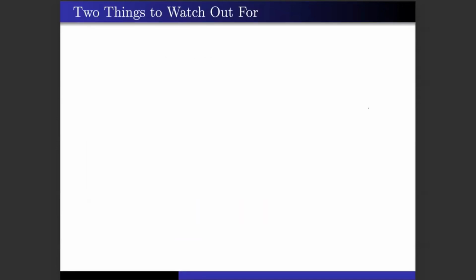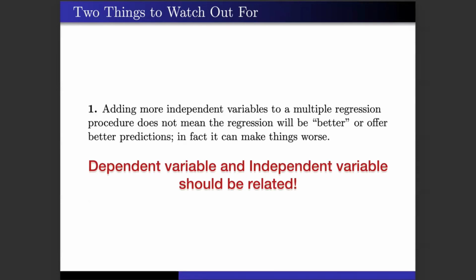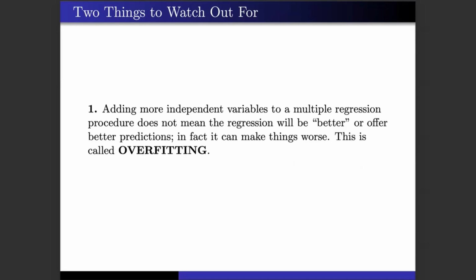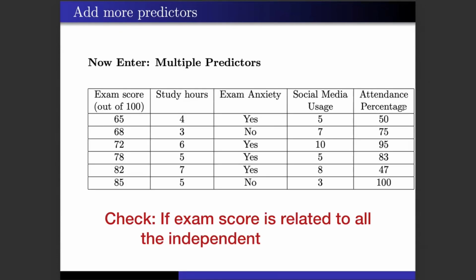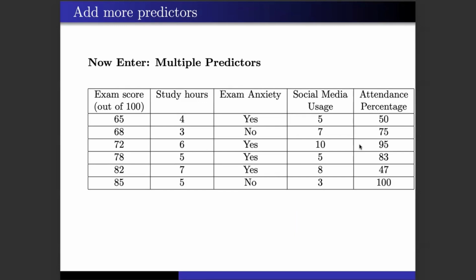But before we go further, there are two really important things to be careful about. The first one is that each independent variable should be meaningfully related to the dependent variable. If a variable has nothing to do with the outcome, including it in your model adds no value. In fact, it can lead to a problem called overfitting, where the model captures noise rather than meaningful patterns. So given this data set, we should know whether the dependent variable, which is the exam score, is really related to all the other independent variables present in the model or not. Otherwise, we will have a problem of overfitting.